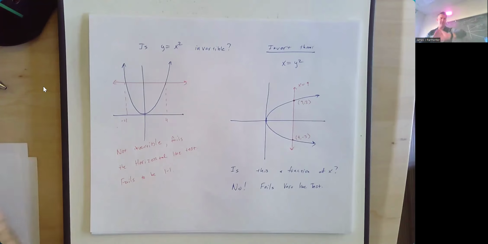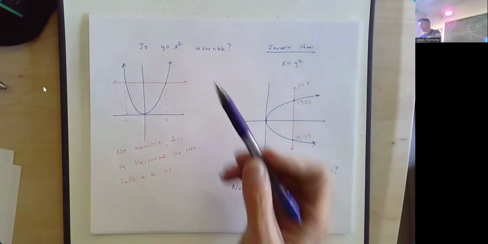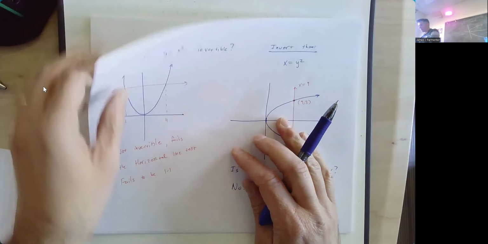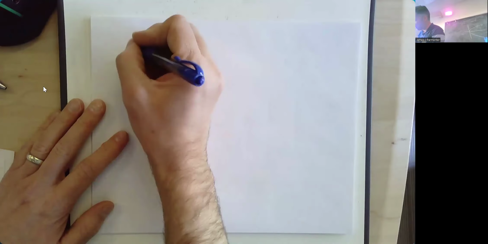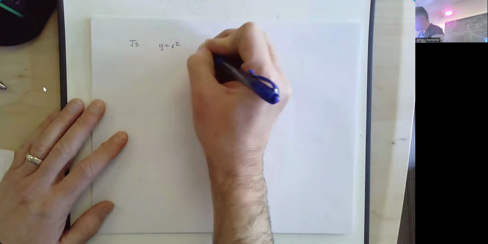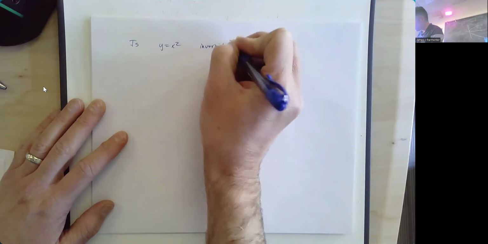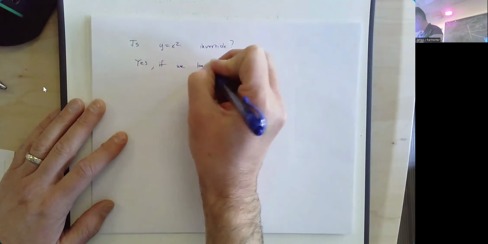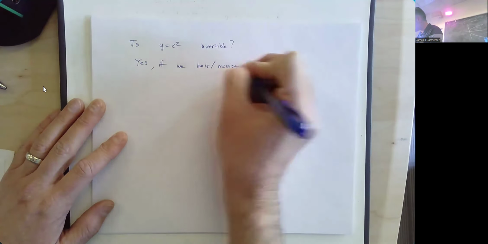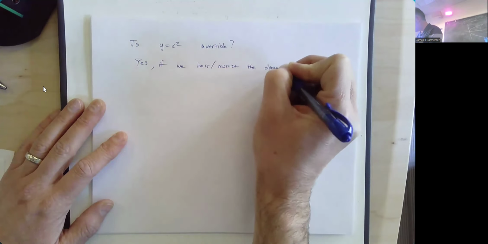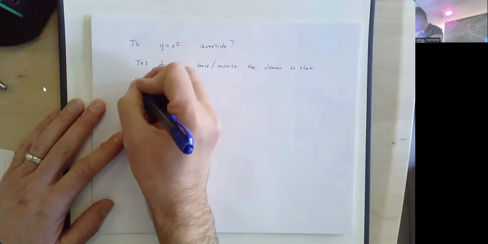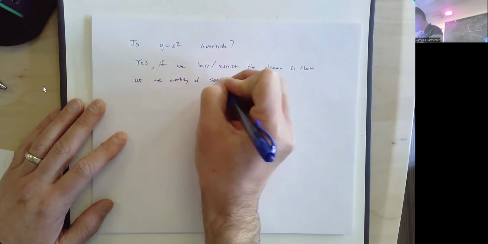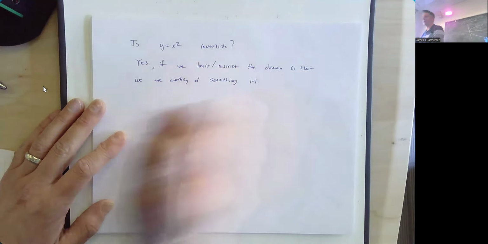Okay, but before we do that, how much time have I got? I got enough, yeah. Before we do that, this is invertible. I just have to fix it first. So the real answer to is y equals x squared invertible is yes, if we limit or restrict the domain so that we are working with something that is one-to-one, or something that passes the horizontal line test.